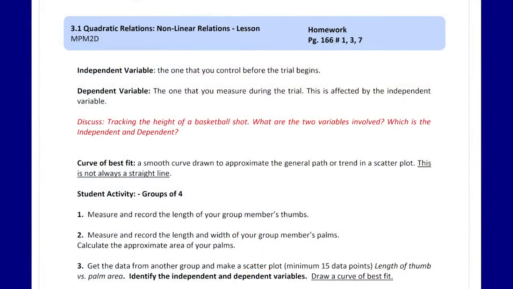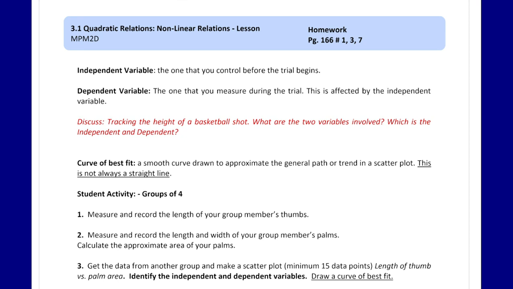This is going to be a quick lesson or a quick introduction on a new topic looking at nonlinear relations. And this nonlinear relation is going to be focusing on quadratic relations. So we're not going to talk too much about quadratics right now, but in our next lesson we will. This is just going to be an introduction to get us to think about relationships between variables being nonlinear.